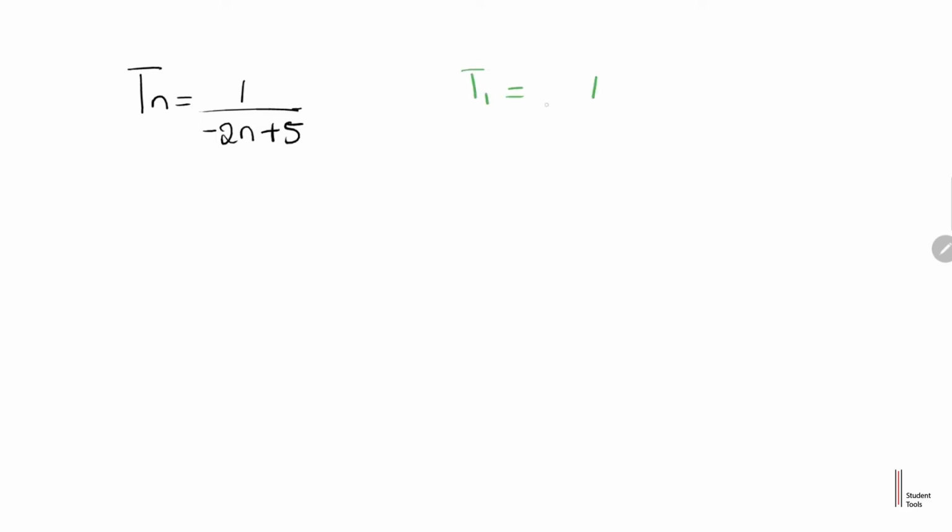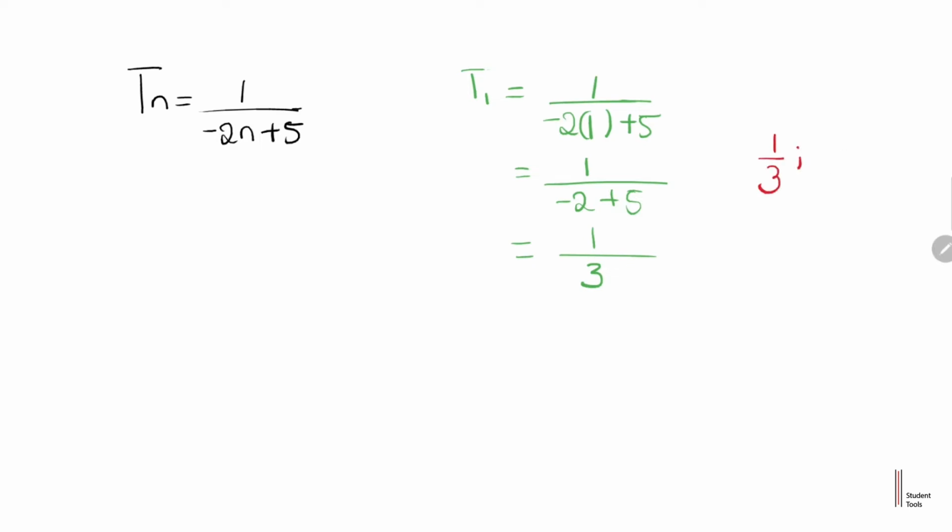So let us first find the first term, which is T1 equal to 1 over minus 2n plus 5. 2n, we are replacing it with a 1. So this will be equal to 1 over minus 2 multiplied by 1, that is a negative 2, plus 5, equal to 1 over minus 2 plus 5, that is a positive 3. So the answer to the first term is going to be 1 over 3.